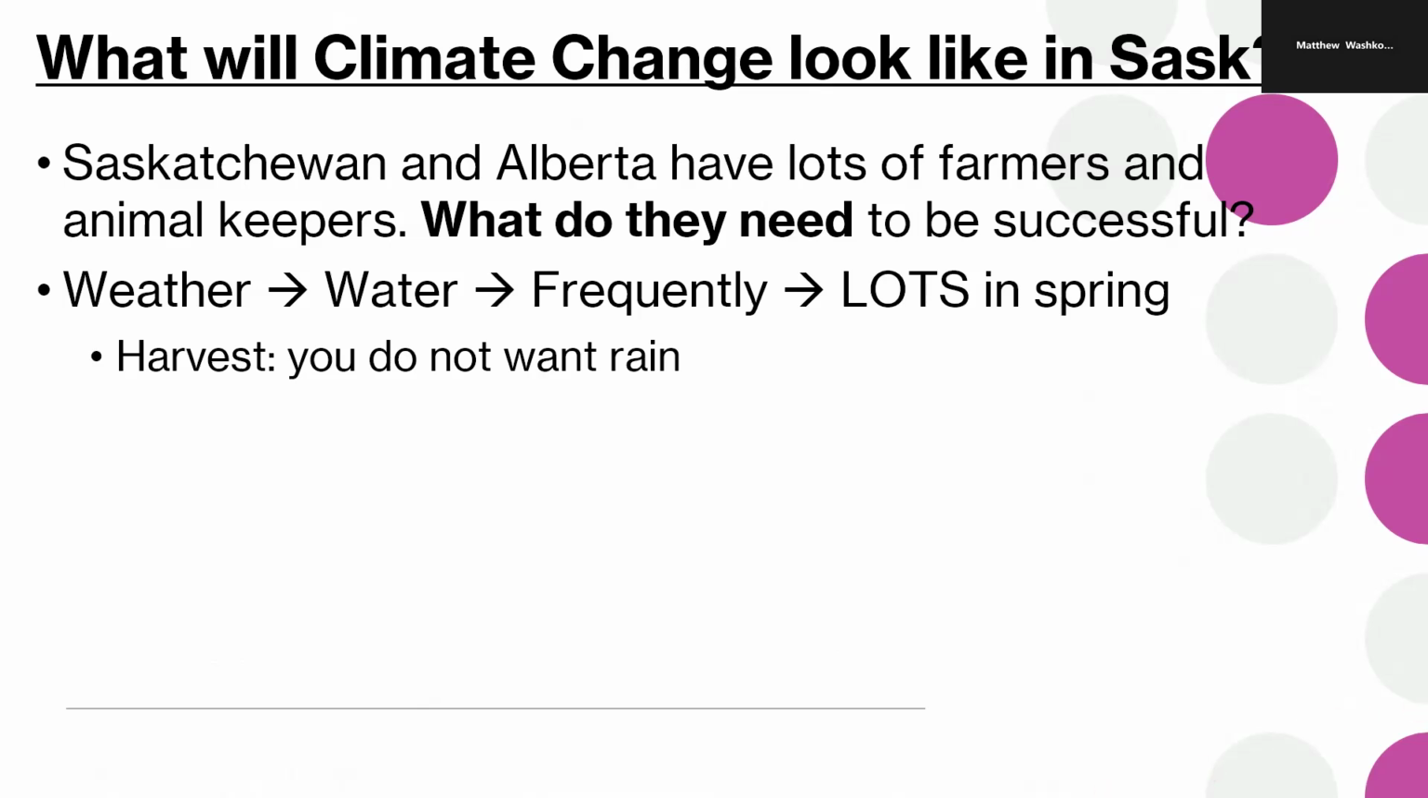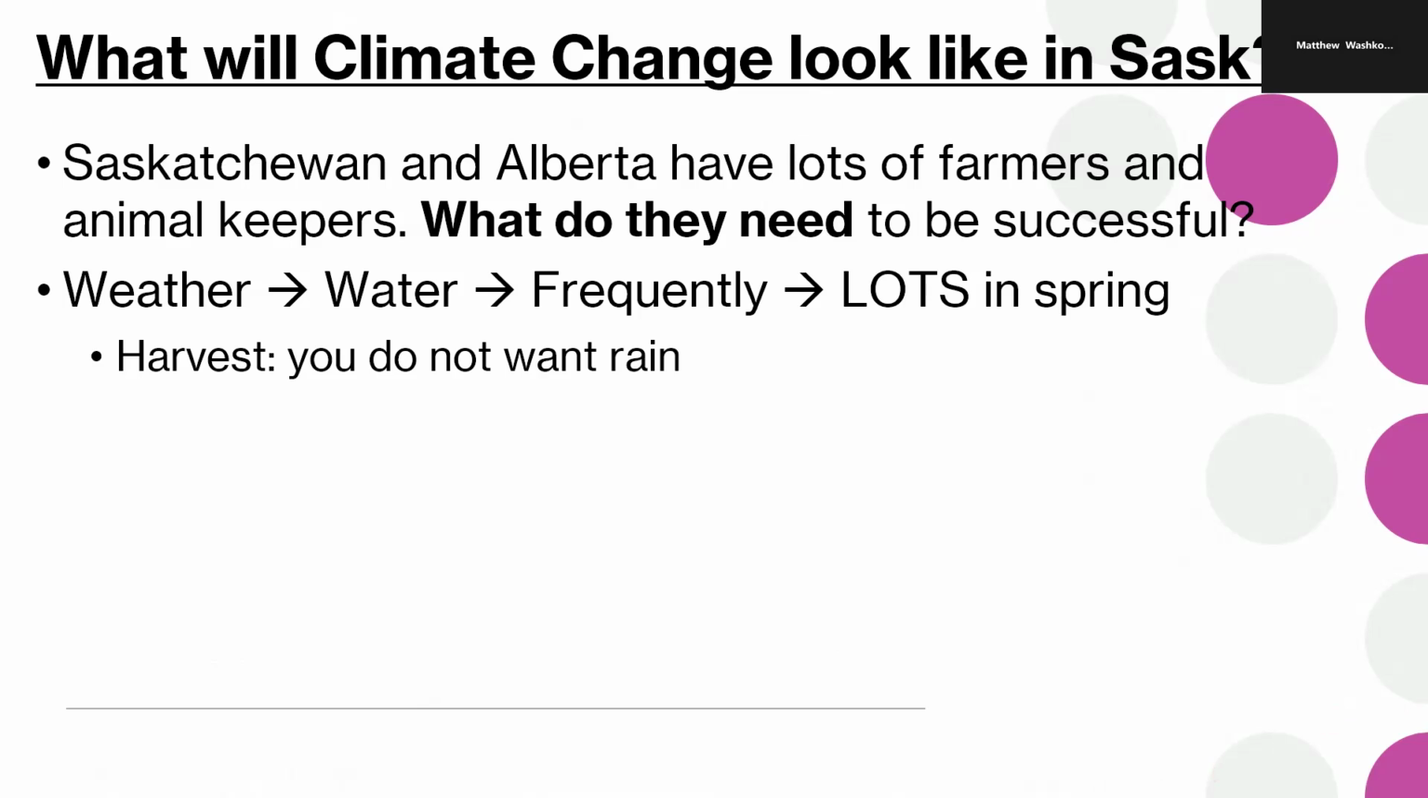But when you look at Saskatchewan and Alberta, well, we have farmers. So we have people who raise animals here, right? That's our economy. Not all of it, but that's our traditional roots, is why people came here. What do they need? They need consistent weather. They need lots of moisture. We're having that ruined.